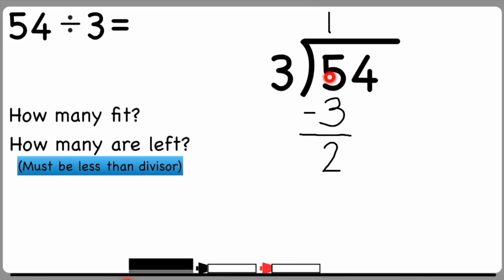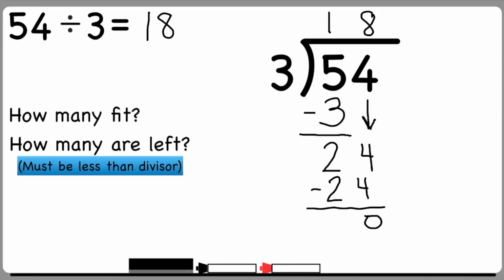I've used most of my 5. I've just got the 2 left. We'll bring down our 4. Now, instead of worrying about the 54, I'm looking at the 24. How many 3's fit into 24? That should be 8. How many are left? 8 times 3 is 24. And after we do our subtraction, we see there are none left. 54 divided by 3 is equal to 18.